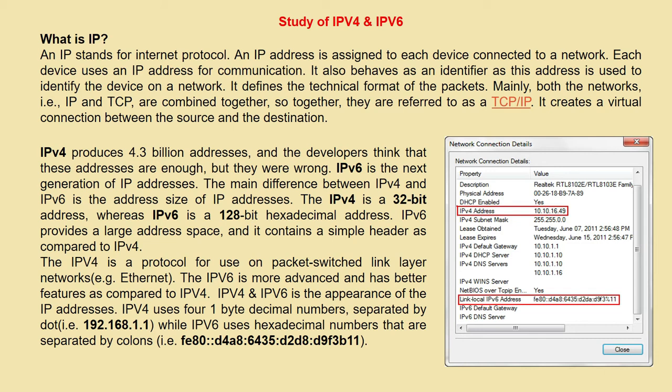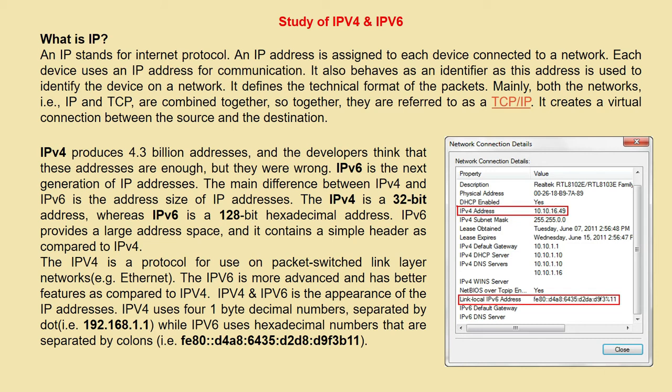Now let's discuss IPv4. What is that? IPv4 produced 4.3 billion addresses, and the developers thought that these addresses were enough, but they were wrong. What about IPv6? IPv6 is the next generation of IP address. So after v4, v6 arose. And what is the major difference between v4 and v6?